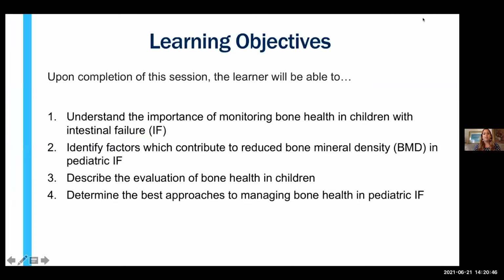Our objectives for today are going to be to understand the importance of monitoring bone health in children with intestinal failure, identify factors which contribute to reduced bone mineral density in pediatric intestinal failure, describe how we evaluate bone health in children, and then determine the best approaches to managing bone health in pediatric patients with intestinal failure.